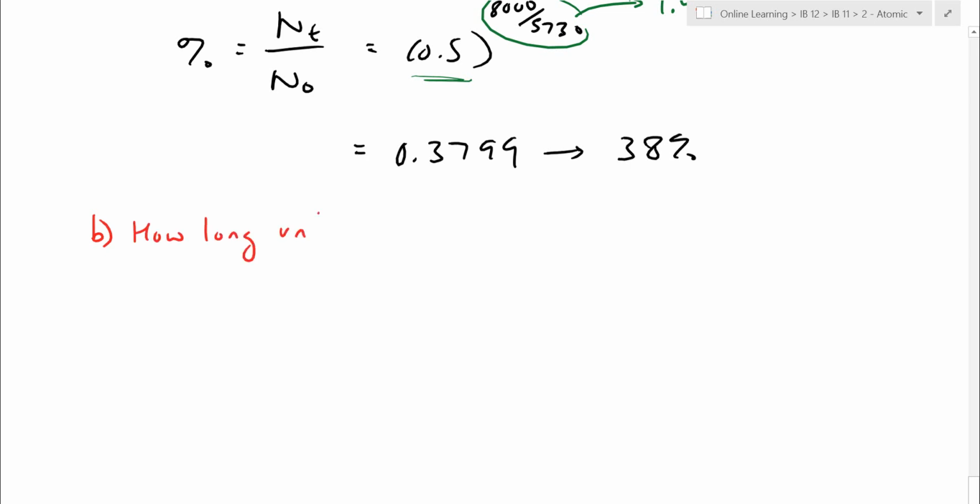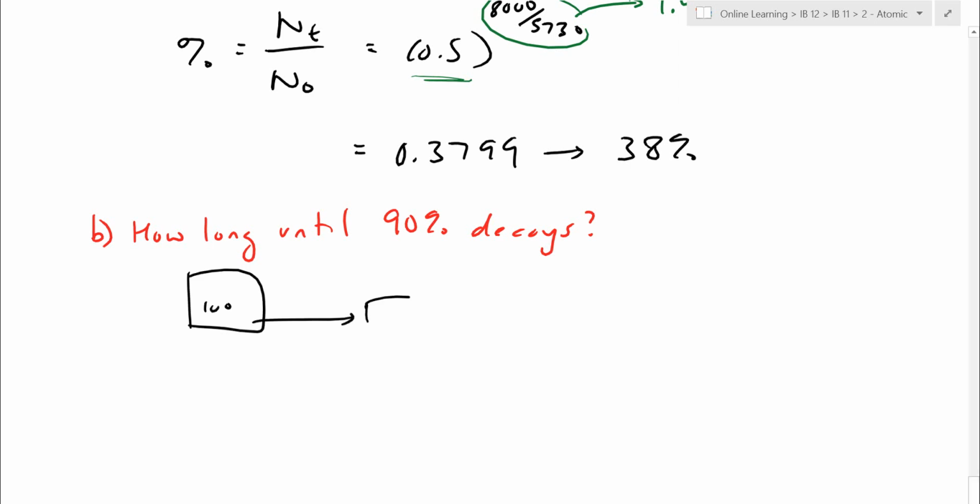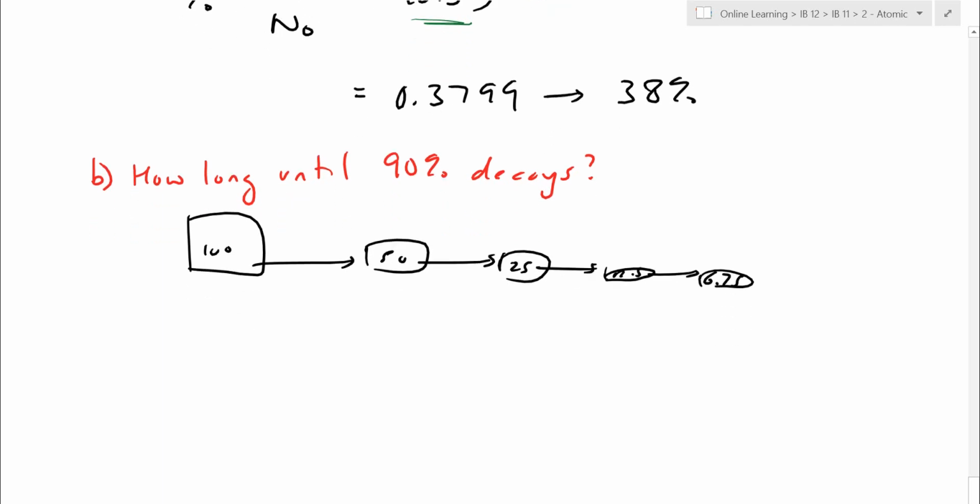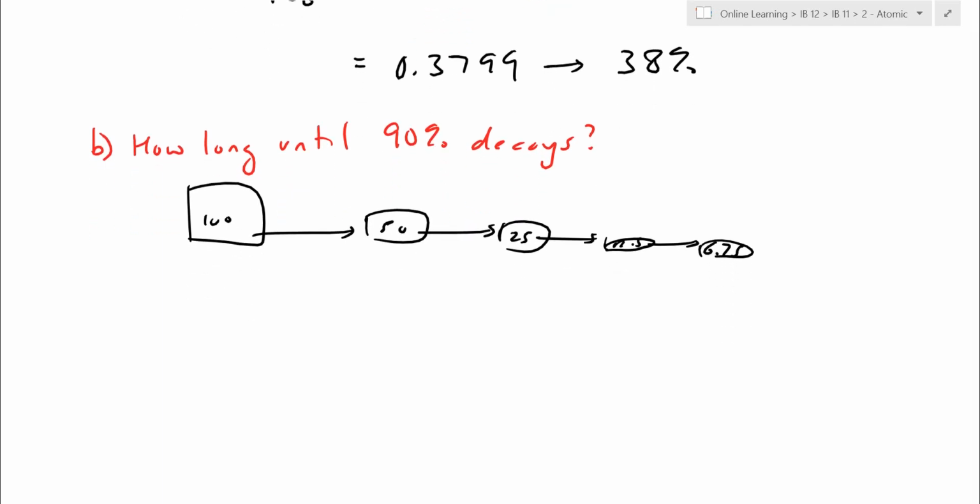until, let's say, 90% decays? Right? So again, I can draw a picture. I start off with 100%. After one half-life, 50%. After another half-life, 25%. Another half-life, 12.5%. Every time there's a half-life, I lose half of it. So in this case, I want how long until 90% decays.